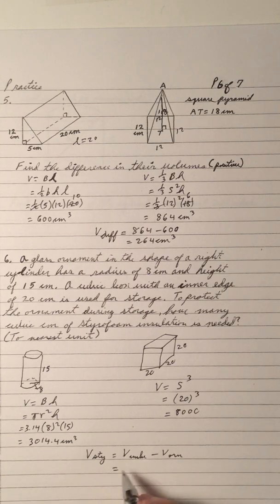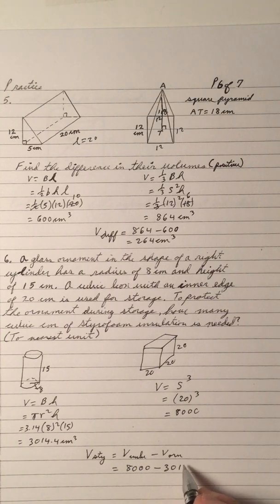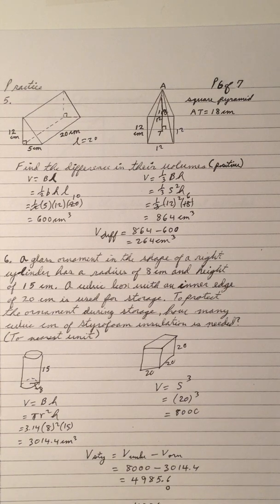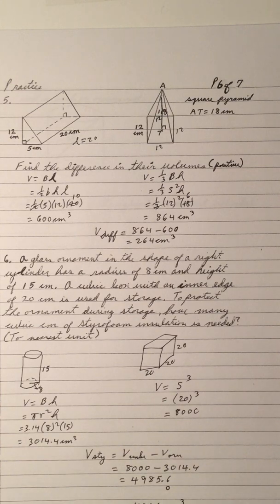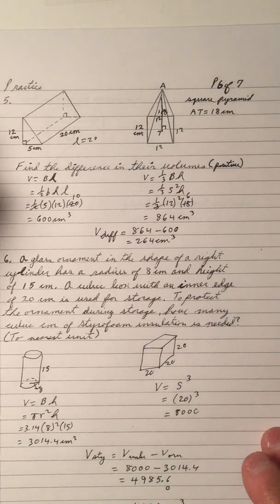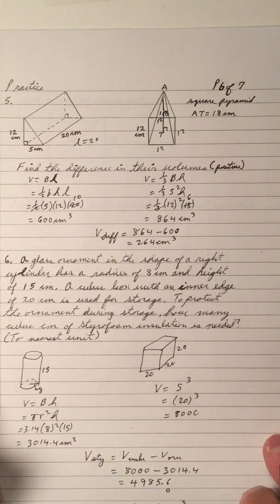So that's 8,000 minus 3,014.4, and that works out to be 4985.6. And you want to round it to the nearest unit, so that becomes 0. This is more than 5, so we add 1 onto the 5, so it's 4986. And the volume of the styrofoam to protect the glass ornament in the box is 4,986.